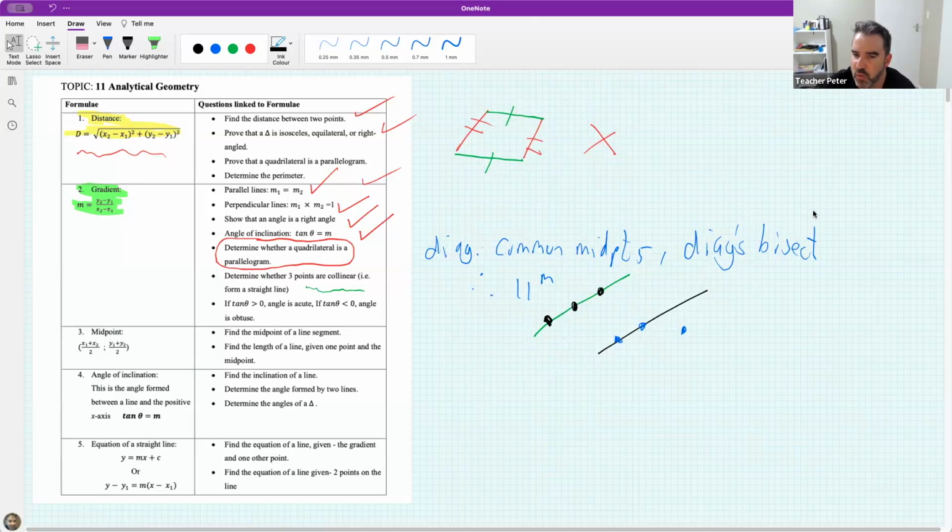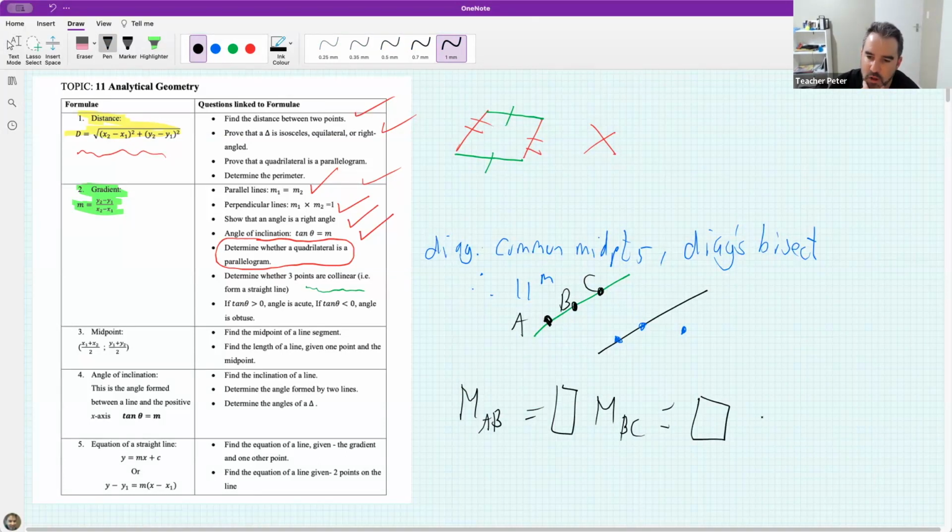Let's have a look. Gradient. Yes, Dylan, Bukle, you're quite right. So if you want to show 3 points are on the same straight line, let's say they're the points A, B, and C, you just find the gradient from A to B, and you find the gradient from B to C. And if their gradients are the same, they are therefore collinear.